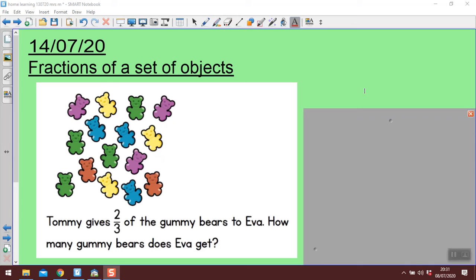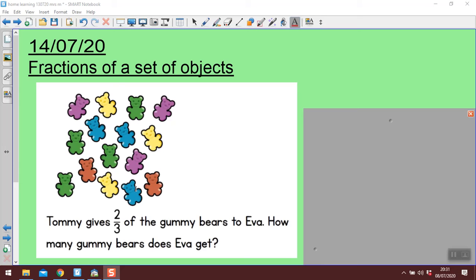I'm Mrs Mitchell's group. This is your second maths lesson this week, and today we will be looking at fractions of a set of objects. Tommy gives 2/3 of the gummy bears to Eva. How many gummy bears does Eva get?